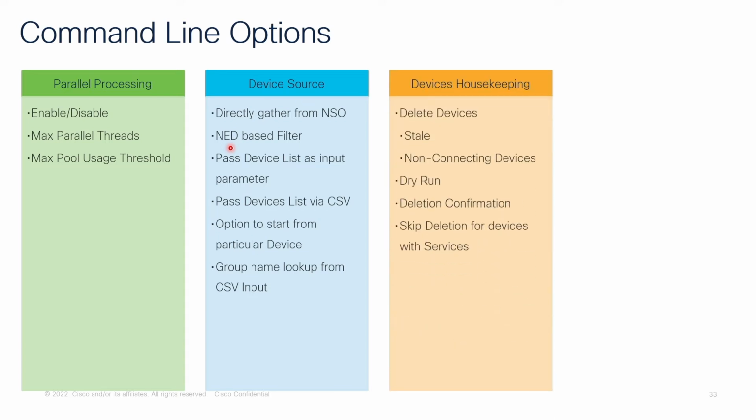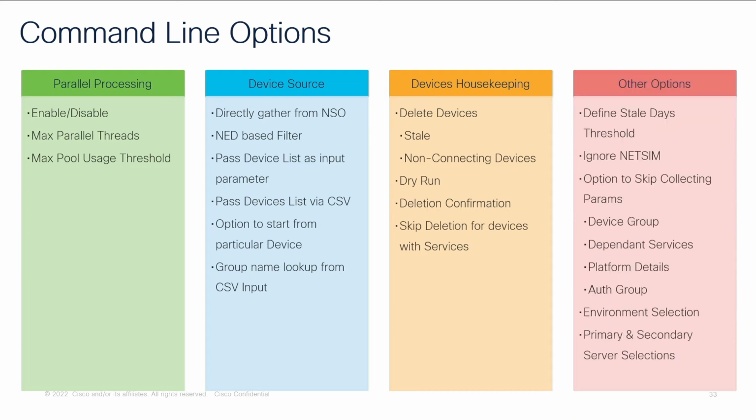And the third one is particularly for the deletion process. If you want to delete all the stale devices, all the non-connected devices, or a specific list of devices coming from a CSV, you can use that. During the deletion process, we can enable the dry run, and before deletion, we can get the confirmation also, rather than deleting straight away. So that is another option. These settings we can do when we are running the report.